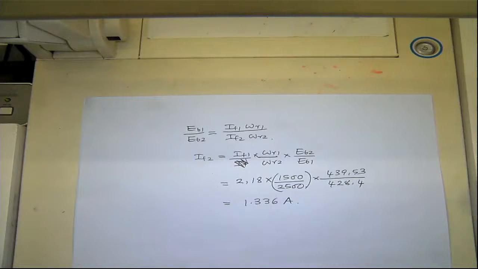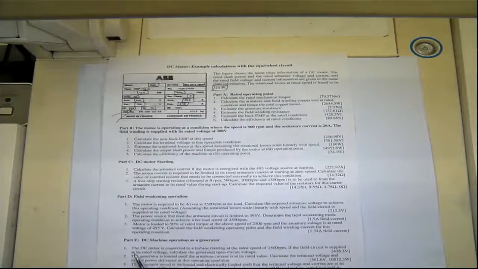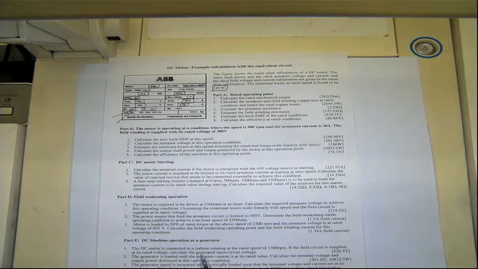So the last part is the DC machine operation as a generator. So the circuit remains the same, but there's a slight difference in how you calculate everything. So now part 1 says the DC motor is now connected to a turbine rotating at rated speed. If the field circuit is supplied at its rated voltage, calculate the generated open circuit voltage.